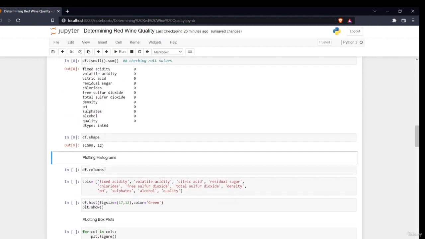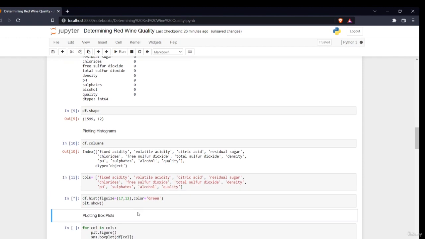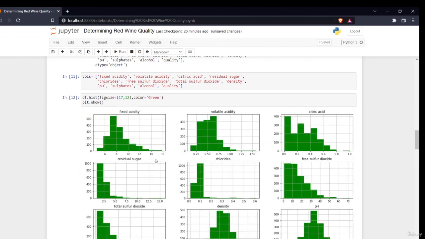Now let us plot the histogram for all the variables, as all of them are continuous variables. Let us see the distribution. For that, I'll just list all the columns here with df.columns, and I'll say df.hist. So it will plot all the columns, as you can see.